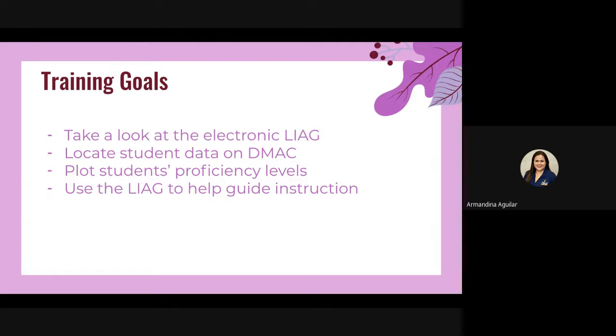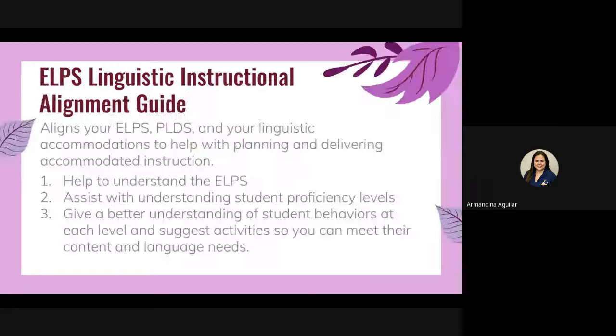Training goals. We're going to take a look at the Electronic Linguistic Instructional Alignment Guide. We're going to locate student data on DMAC, plot students' information, and use the LIAG to help guide instruction. The purpose of this training is to explore the components of this guide so that you can plot students' proficiency levels and use the guide to help you make the necessary accommodations for your students.